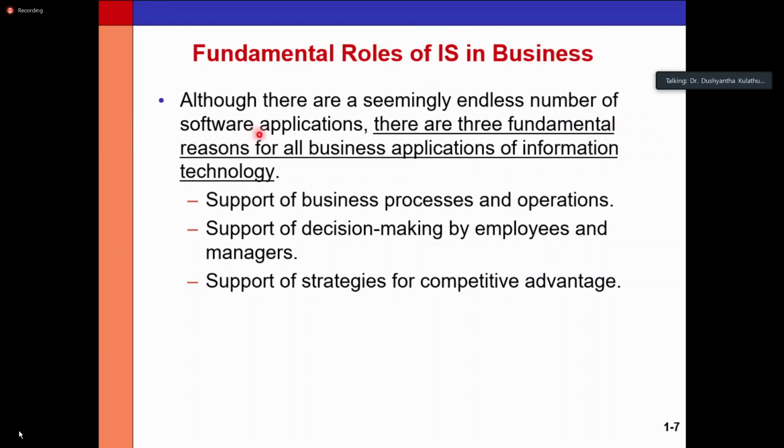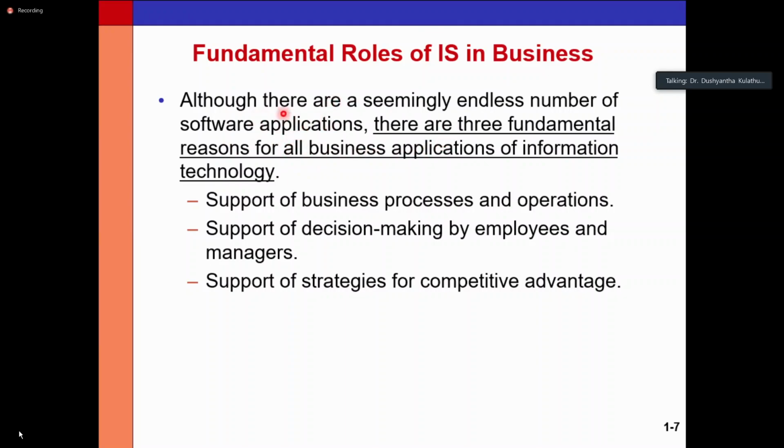There can be hundreds of different software applications that are used in most organizations. But even though there are a large number of software applications used in organizations, here it says there are three fundamental reasons for all business applications of information technology. So there are three fundamental reasons as to why we utilize information systems.